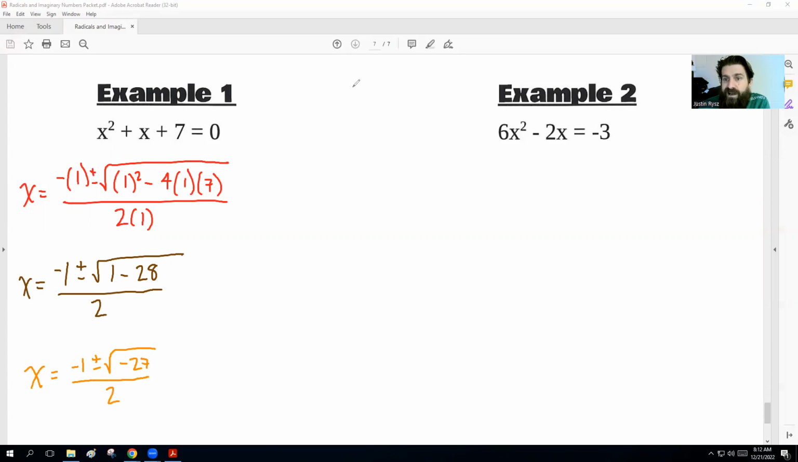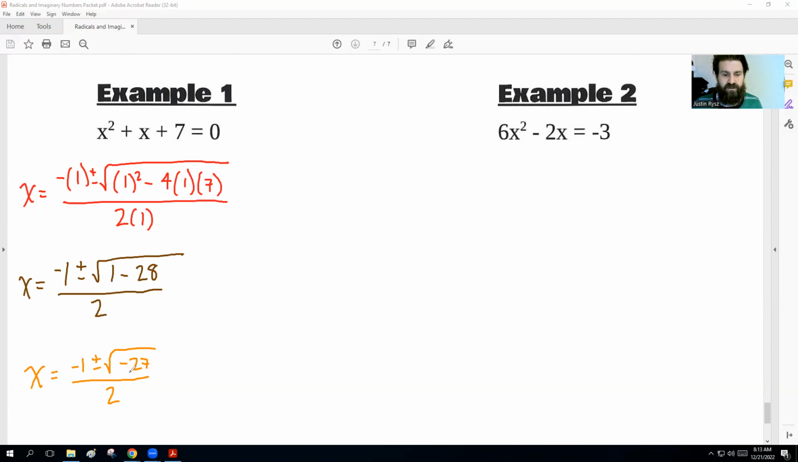Now, normally we would just stop there and we would say that this is no real solution, meaning our parabola does not cross the x-axis. But here's the other thing. Just because it doesn't cross the x-axis doesn't mean we can't figure out what numbers multiply to 7 and add together to get 1. It just means that those would not be real numbers.